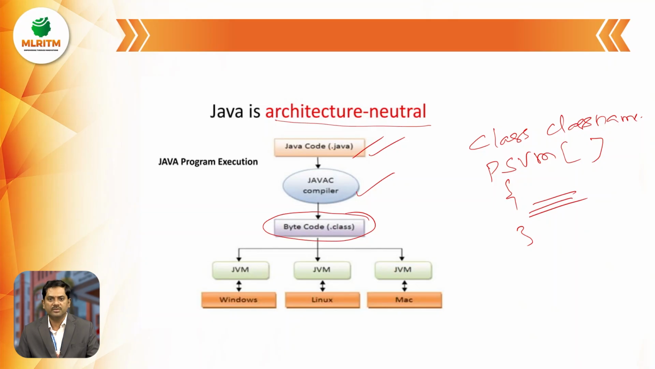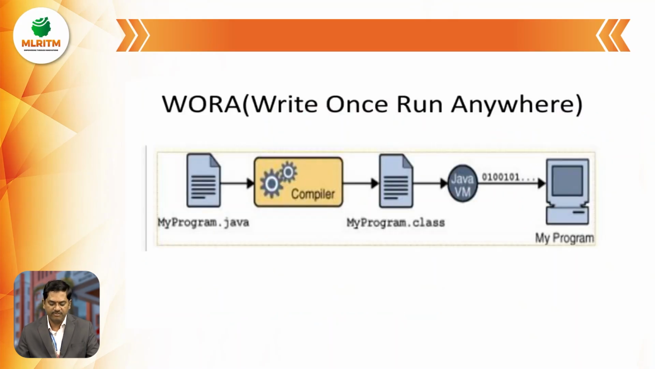Now this bytecode, which is nothing but the .class file, has the same name as the class name. That is very important to be noted here. Whatever the file that is being saved, it has to be the same as the class name. Now this bytecode is given to different platforms such as Windows, Linux, and Mac, and those all run on the Java virtual machine, JVM. This is how a basic Java program is executed, which is the basic flow.